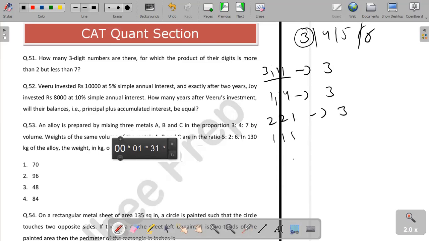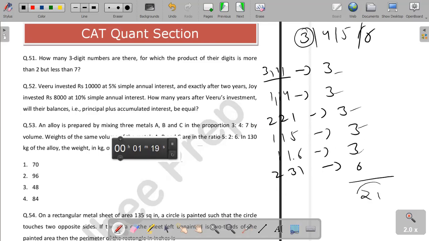Now 1, 1, 5, there is only one case, that number is 3. Then 1, 1, 6, number is 3. And 2, 3, 1, the number would be 6. So 3, 6, 9, 12, 15, plus 6, 21 should be the answer. This we have solved in under a minute, right? There would not be a case for any other numbers.